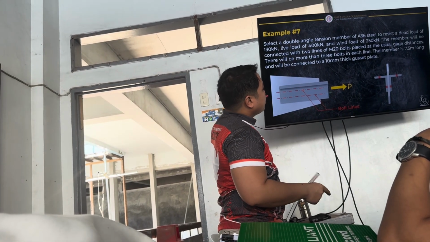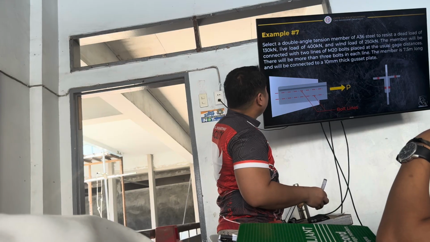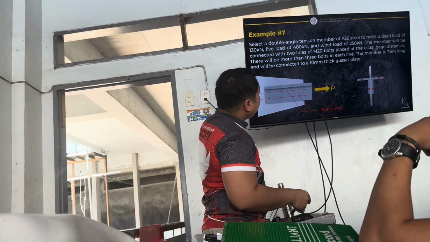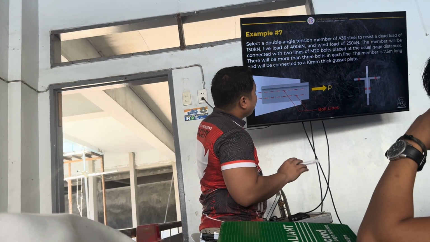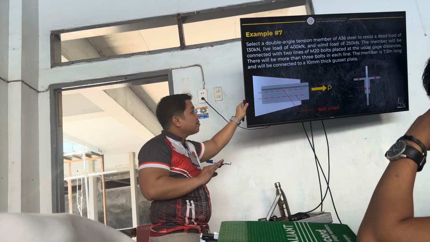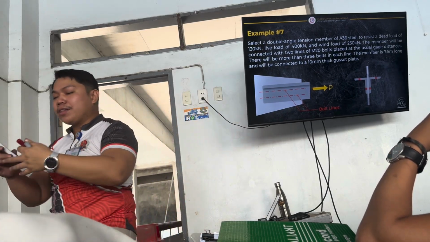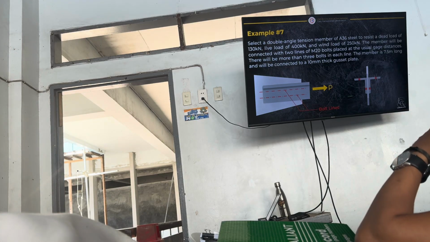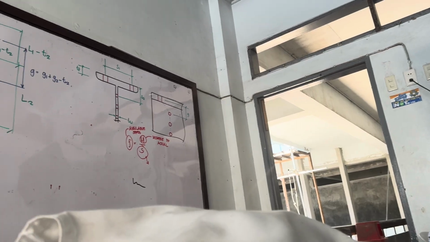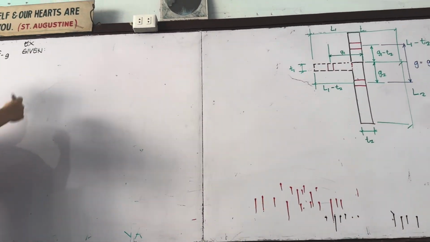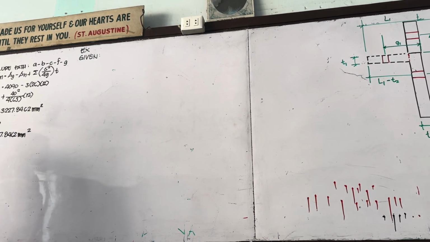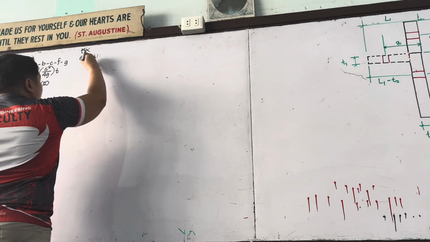Bolts in each line. The member is 7.5 meters long and will be connected to a 10 mm thick gusset plate. Let's see if it is adequate. We need to decide on the design, meaning we need to select the size of the member. So we have the following design loads.